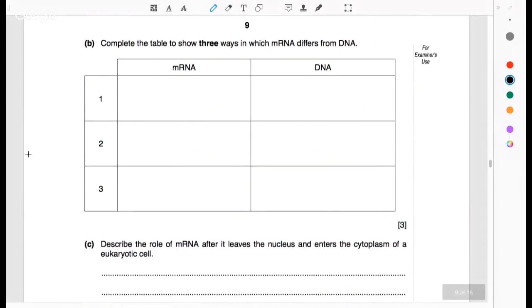Okay, so maybe draw this one out and just fill in the table so I can mark it for you. Oh, do you mean there? Yeah, I mean, just do it on the screen, that's fine.